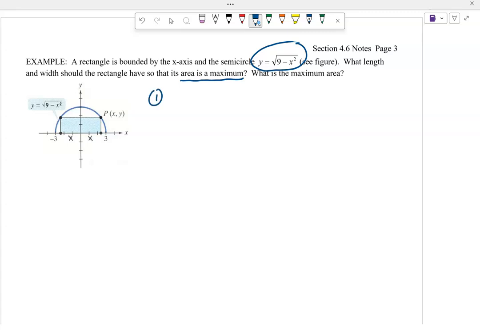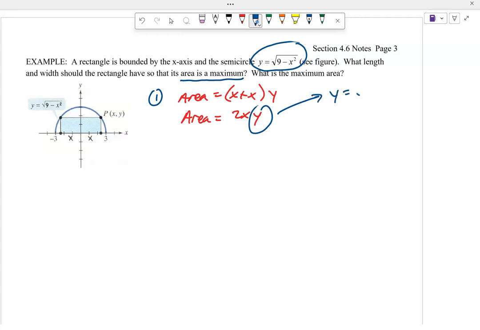Let's go ahead and write the area of this. You see how we have x plus x there? Maybe I want to do it in x plus x is that length there. And then its width is that height y. So this area is 2x times y on this. And remember, what's our y value?